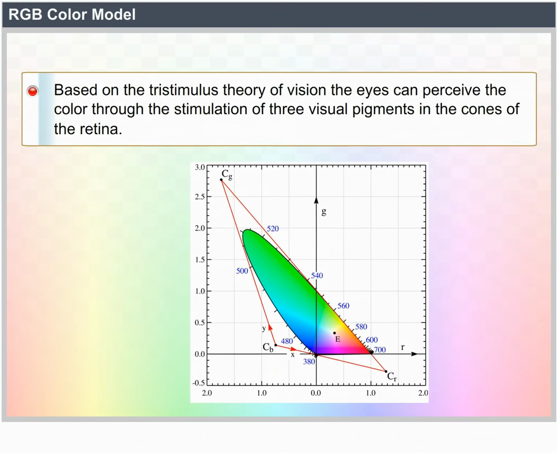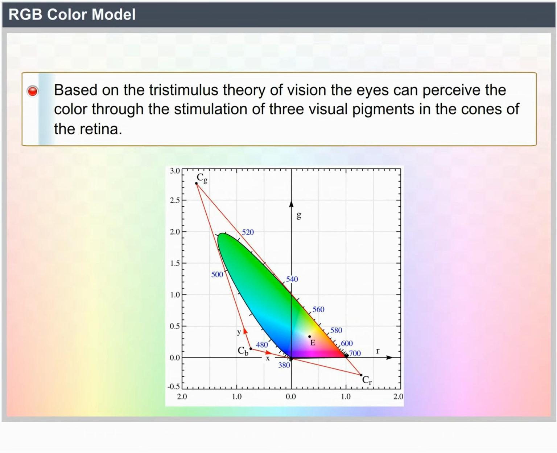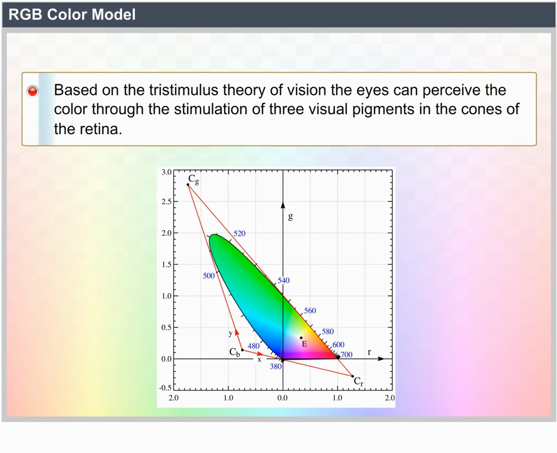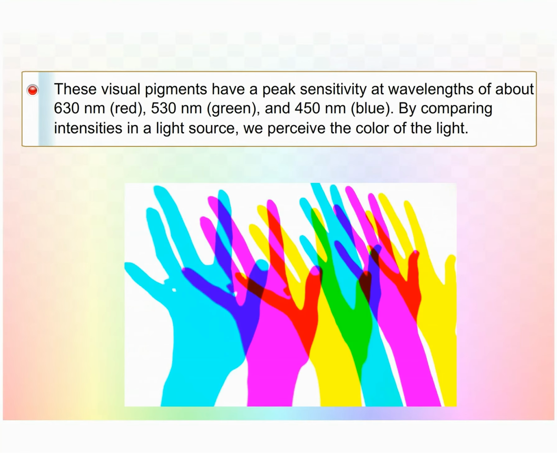RGB color model. Based on the tri-stimulus theory of vision, our eyes perceive color through the stimulation of three visual pigments in the cones of the retina. These visual pigments have a peak sensitivity at wavelengths of about 630 nm red, 530 nm green, and 450 nm blue. By comparing intensities in a light source, we perceive the color of the light.